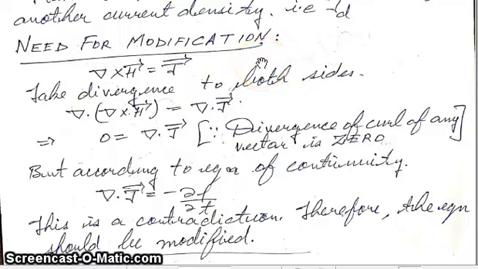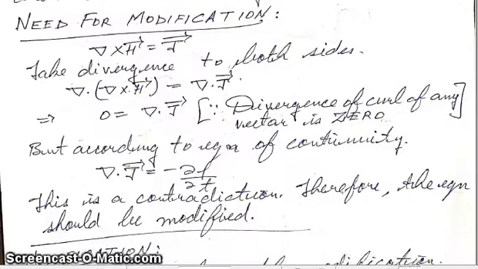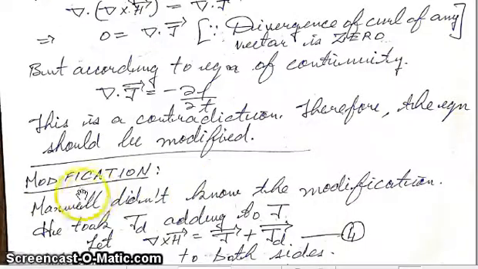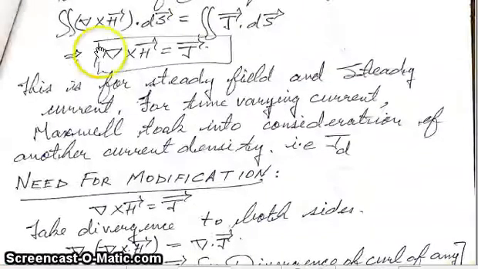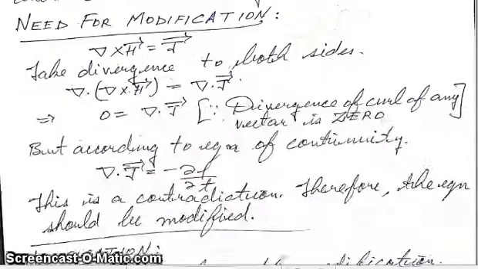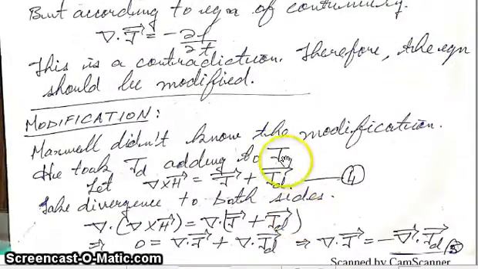Now what is the modification? This is the second concept, so make a heading: what is the modification? Maxwell didn't know the modification. He took J_D vector and added it to this equation, del cross H is equal to J vector, that we had obtained in the previous session. Suppose del cross H vector is equal to J vector plus J_D vector. Take it as the fourth equation.